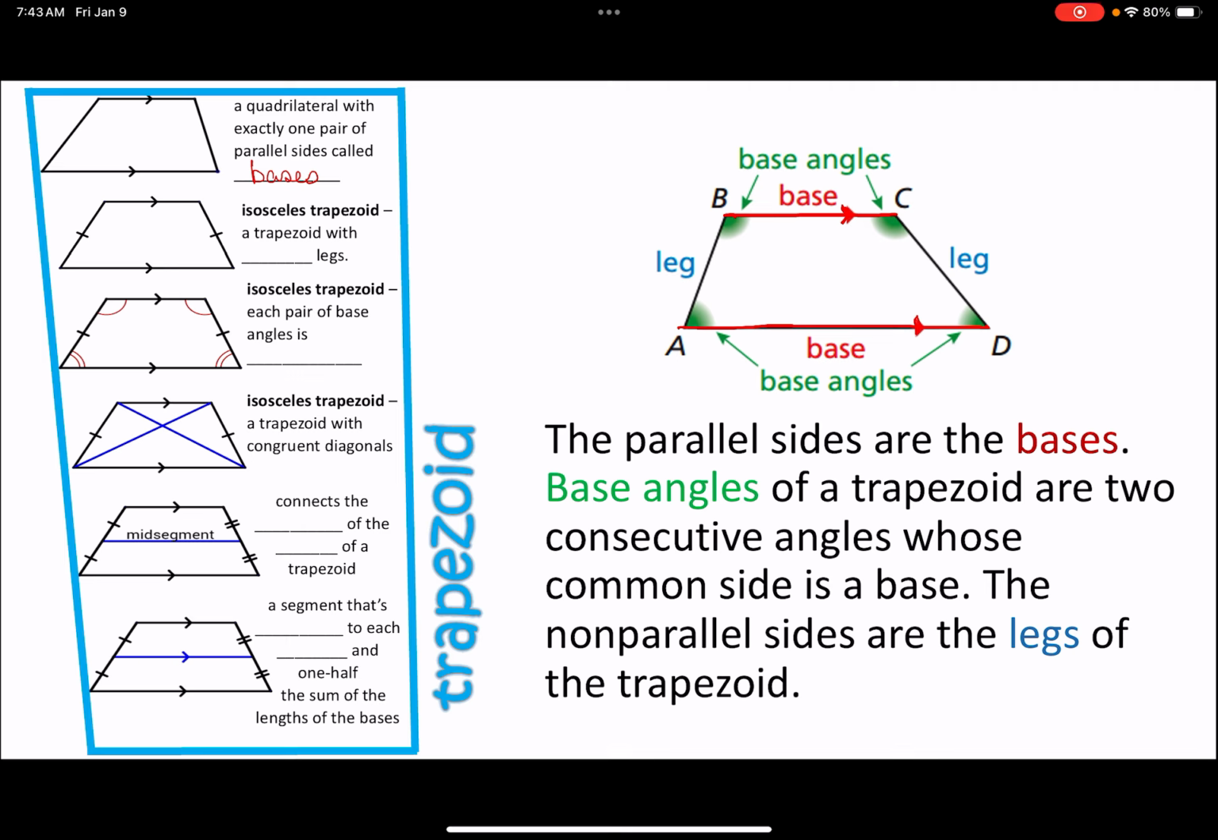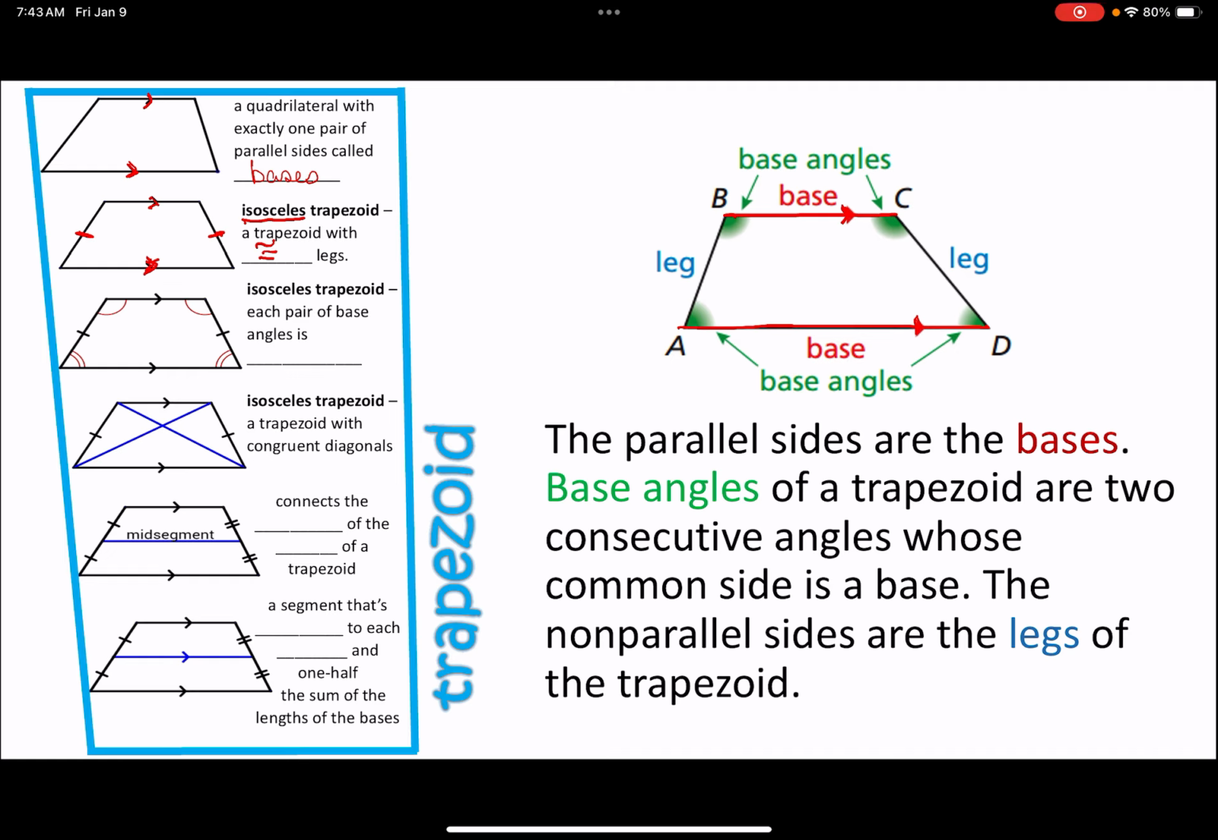And so an isosceles trapezoid, remember isosceles triangle had exactly two congruent sides. An isosceles trapezoid is a trapezoid with exactly two congruent legs. So when you're looking for trapezoids, you'll see only one pair of parallel sides. These marks are really important. Likewise, this is a trapezoid, but it's not just any trapezoid, it's a specialized one with two congruent legs.